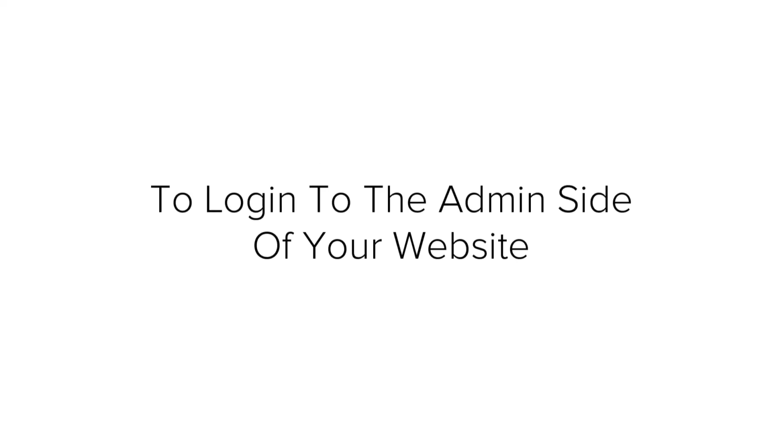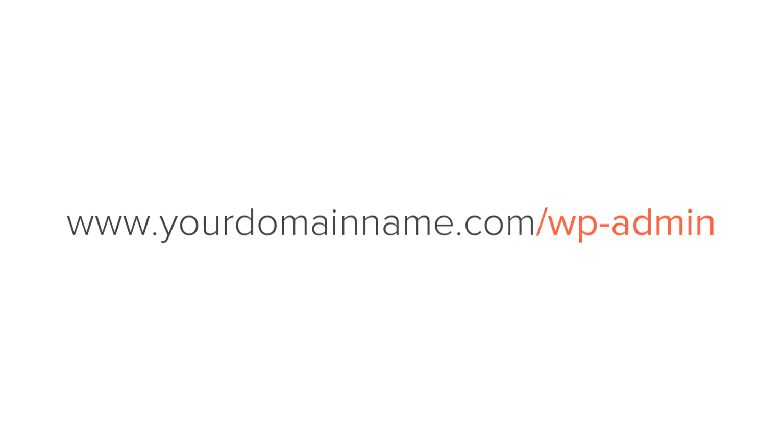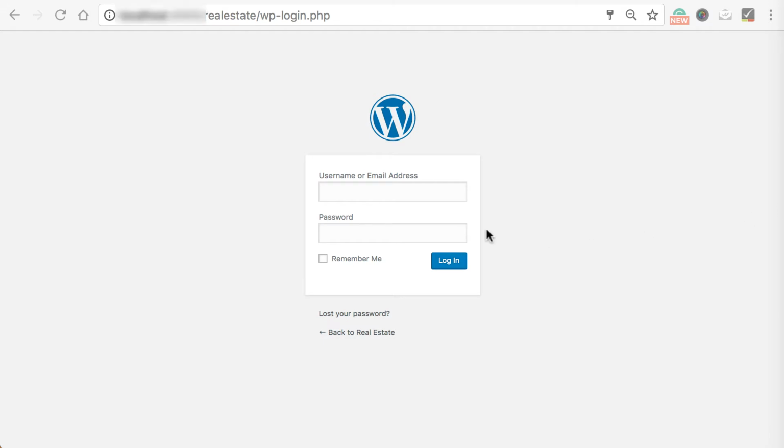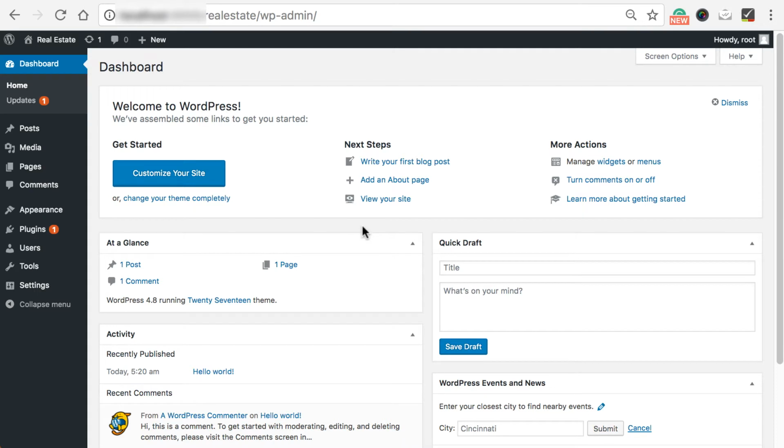To log into your admin side of the website, you'll need to add /wp-admin to the end of your domain name. And see, this is the login page for you to enter username and password that you created while installing WordPress. Now, once you logged in, you'll see a dashboard. This is where you can manage your website from. It is good to familiarize with this interface as you are going to use this a lot when managing your website.